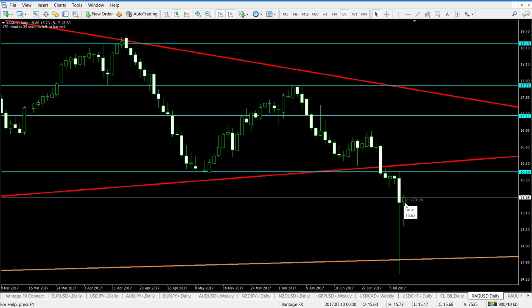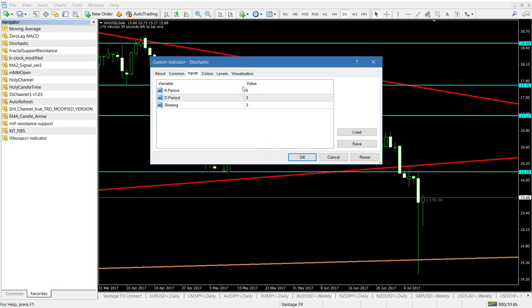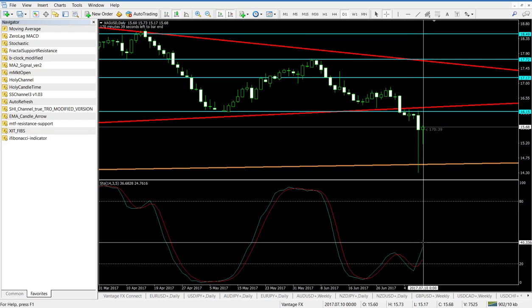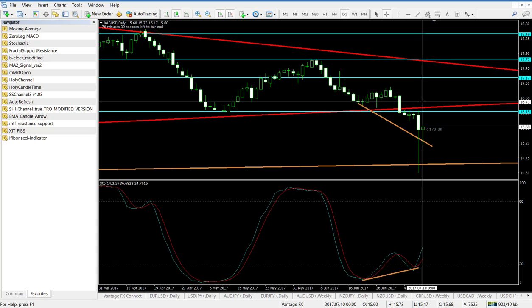But according to our signals, let's add some signals here. Stochastic 14, 3, 5. Whoa, we're going up. Okay, we have a good position here. We have a divergence. As you can see, the price is going down and the stochastic is going up. We have divergence here, and we have a signal here. So it looks like a good position if you want to enter.